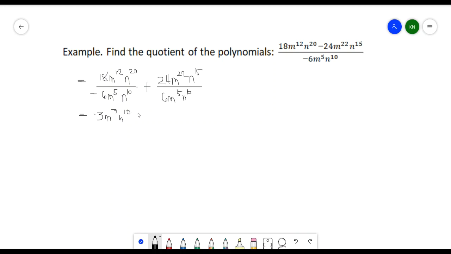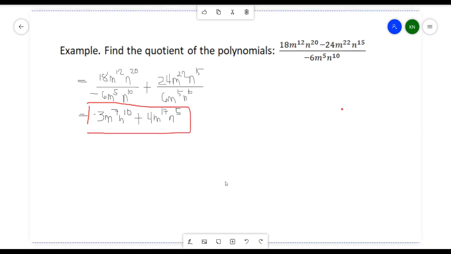Now for this one, we can just add it to our first expression. So 24 divided by 6 is equivalent to 4. And m raised to 22 minus m raised to 5 is equivalent to m raised to 17. And n raised to 15 minus n raised to 10 is n raised to 5. So basically, this is already our final answer.